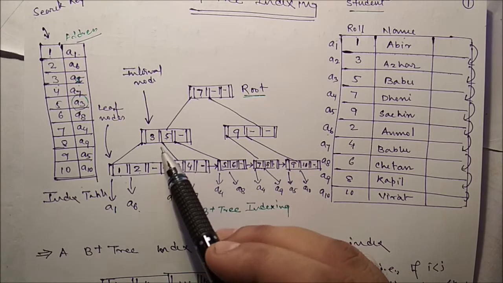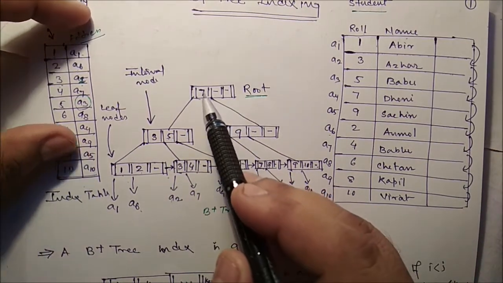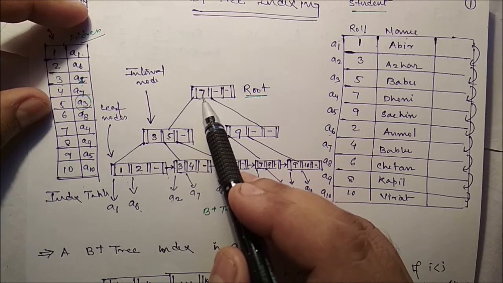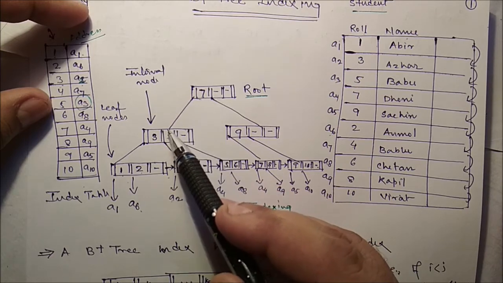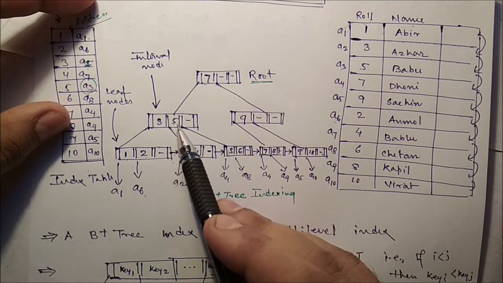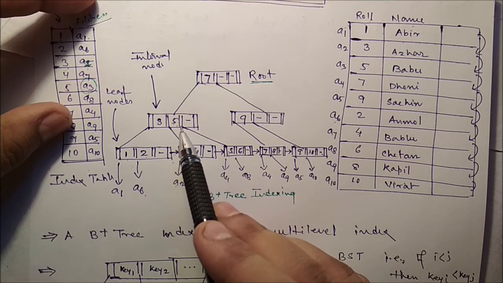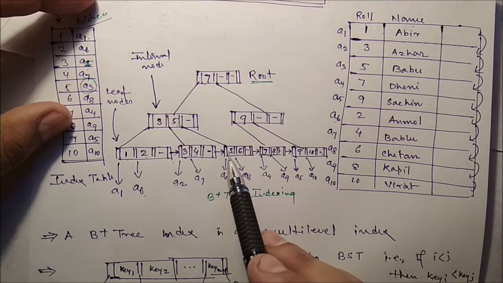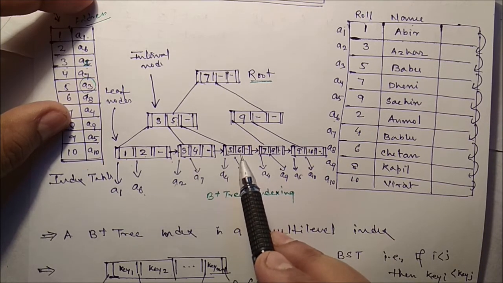Suppose we want to search roll number 6. We start from 7. 6 is less than 7, so we have to move to the left side. 6 is greater than 5, so you have to move to the right child. After that you process the node. Here 6 is present.